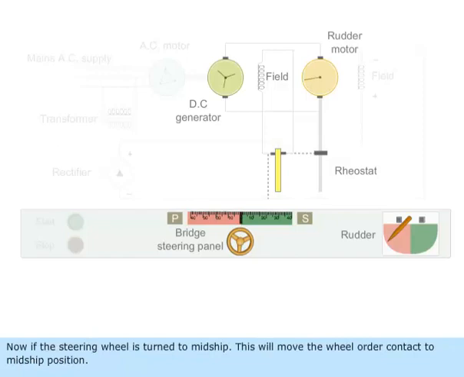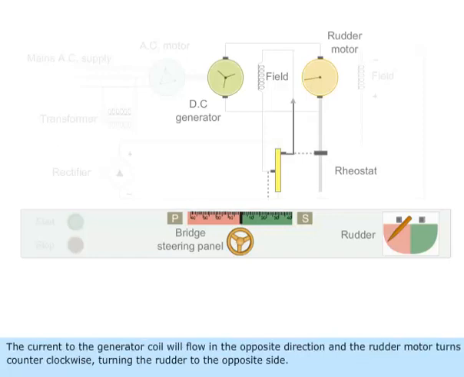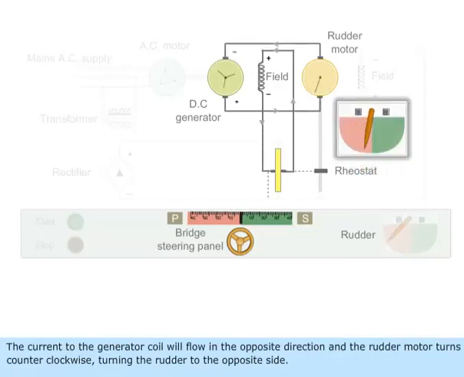Now, if the steering wheel is turned to midship, this will move the wheel order contact to midship position. The current to the generator coil will flow in the opposite direction, and the rudder motor turns counterclockwise, turning the rudder to the opposite side.